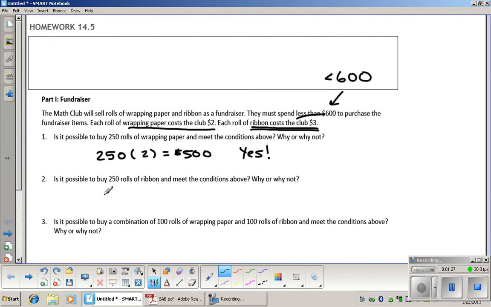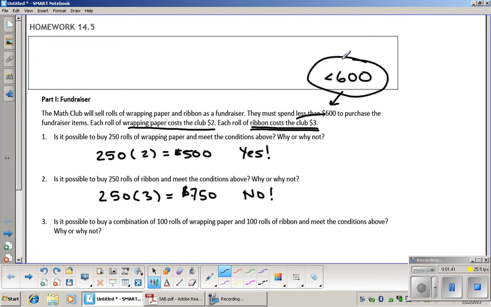Is it possible to buy 250 rolls of ribbon and meet the condition above? Why or why not? Well, let's check it out. 250 rolls of ribbon. Each ribbon costs $3. Now we're looking at $750. So the obvious answer here is no. I'm not going to write it out, but why is it no? Because the condition is less than 600, and this will require me to spend $750. Not good.